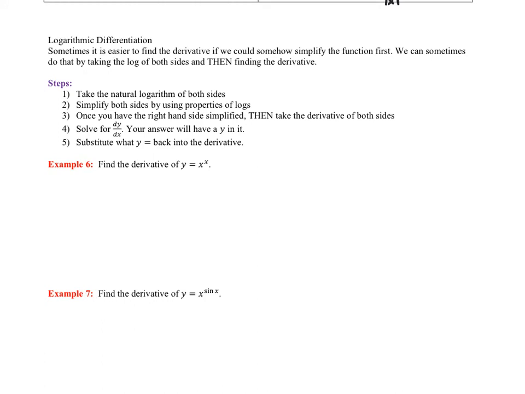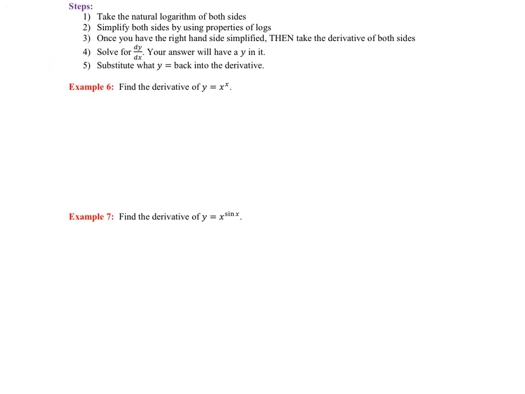Sometimes it's easier to find the derivative if we could somehow simplify the function first. We can sometimes do that by taking the log of both sides and then finding the derivative. So take the natural log, simplify both sides. Once you have the right-hand side simplified, then take the derivative of both sides. So then solve for dy dx. You have your answer in terms of y. Substitute y back in. You got your derivative. So that's a lot of words for, let's just figure this out as we go.